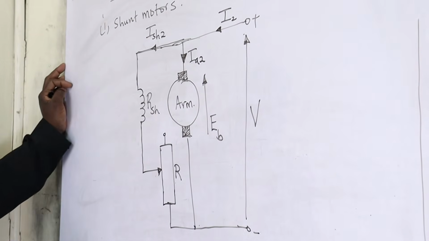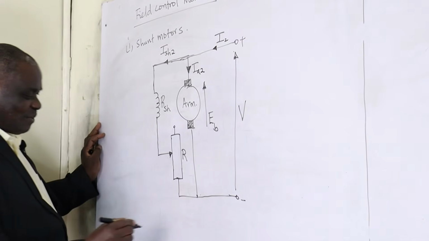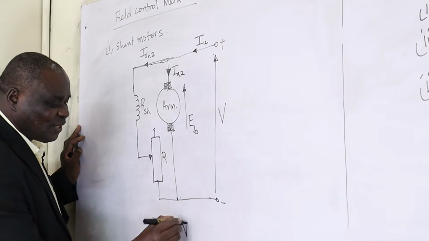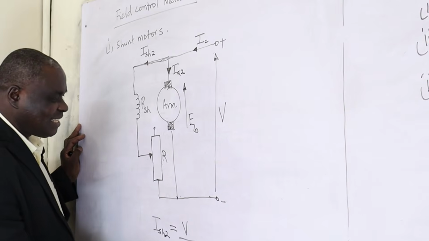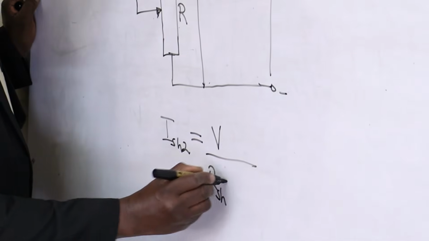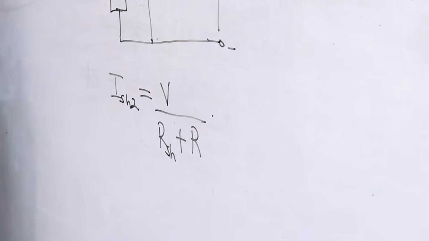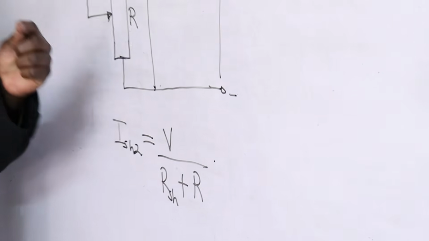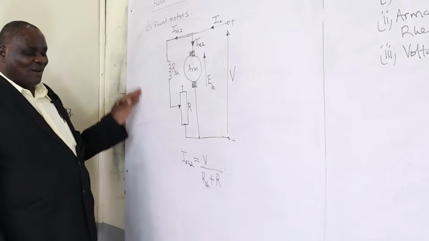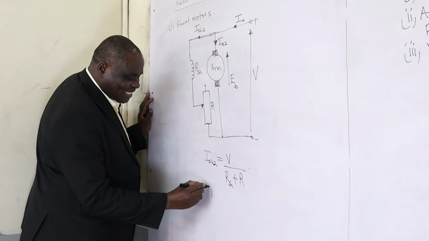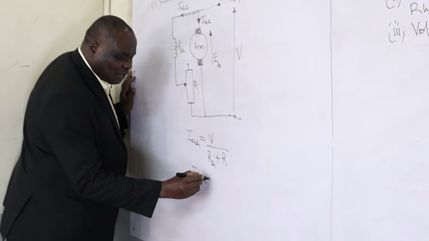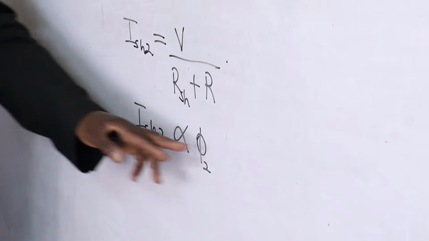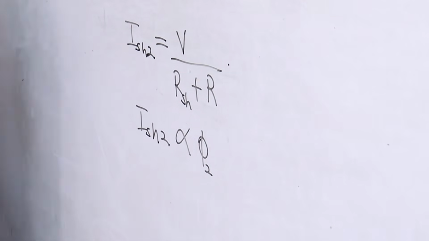Now from this indication it can be seen, for us to obtain I shunt 2, I shunt 2 will be equal to V divided by R shunt plus R. This I shunt 2 will be responsible for production of our phi 2. So I shunt 2 will be proportional to phi 2 before the magnetic circuit is saturated.